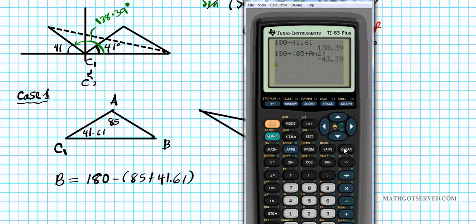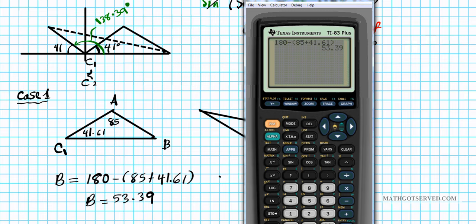Oh, I'm sorry, I did it incorrectly. So we have 180 minus parentheses 85 plus, oh, there are two 41.61. I did case 2, we're doing case 1. Enter: 53.39. So this angle is good. B is 53.39. Do we have to keep on solving? No, we just want to check the number of solutions. Now let's jump to case 2.